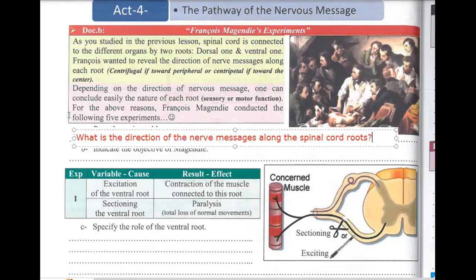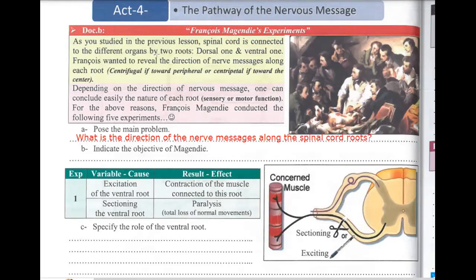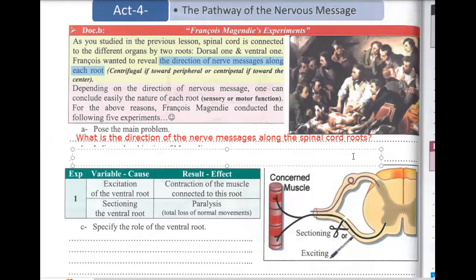Where did I find the answer? Right here. He wanted to reveal what is the direction of the nerve messages along the roots of the spinal cord. How can this help the psychologist? What's the objective of Magendie? When he finds the direction of the nerve messages, he can conclude the nature of each root. So the objective by the end of the experiment is to identify the nature of each of the roots.